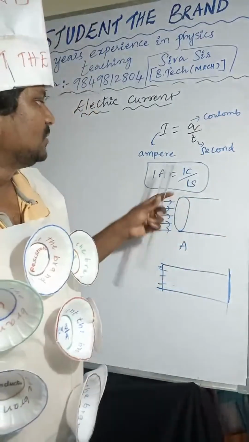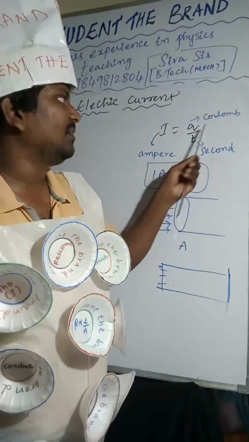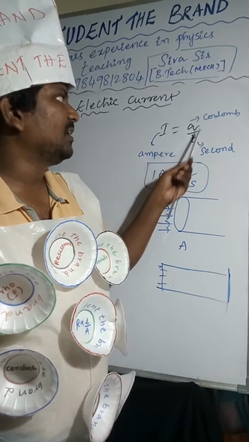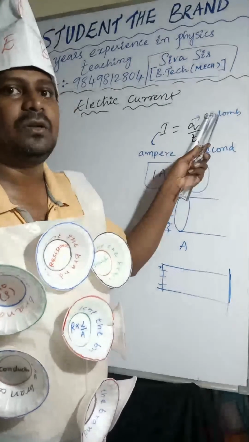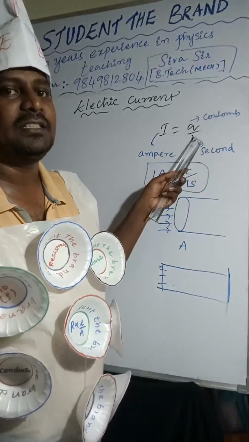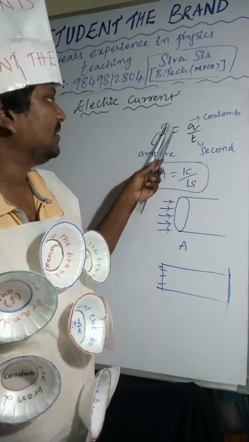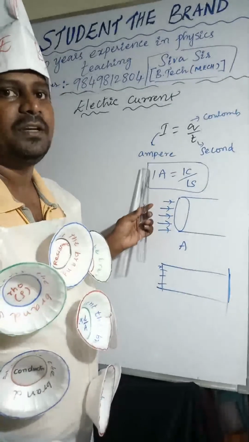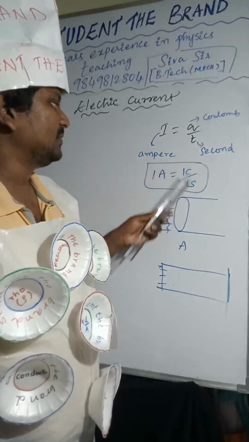Now electric current is nothing but the flow of charge. Electric current is nothing but the rate of flow of charge. The SI unit of charge is coulomb, the SI unit of time is second, and the SI unit of current is ampere. So 1 ampere is defined as 1 coulomb per second.